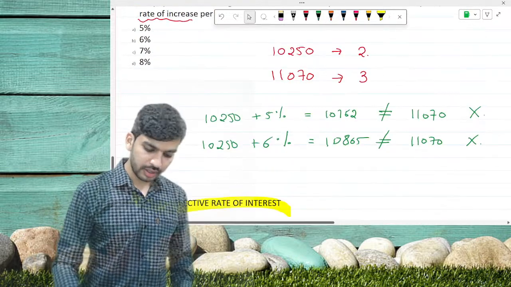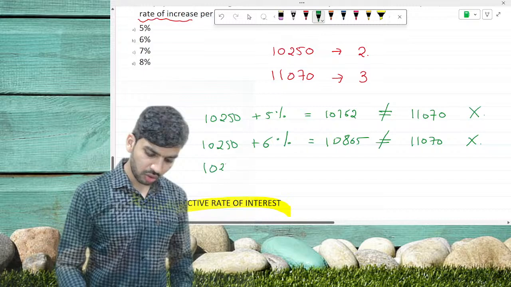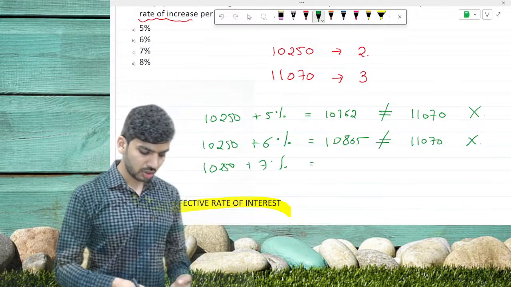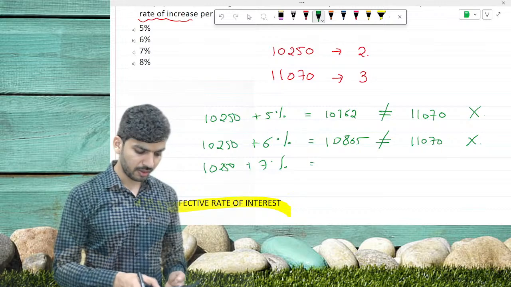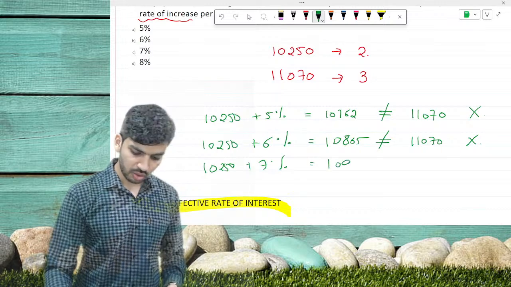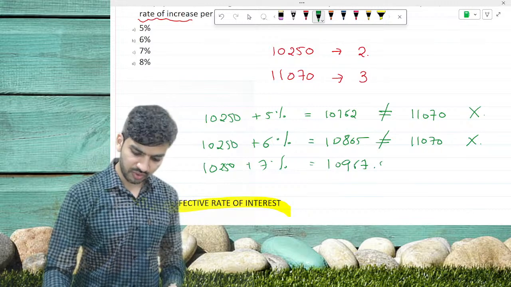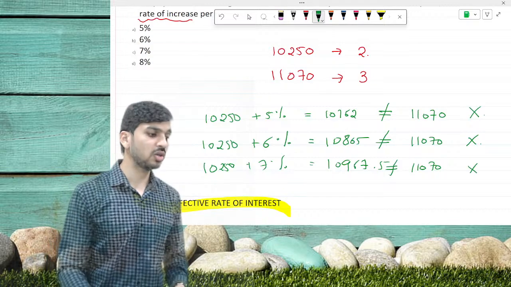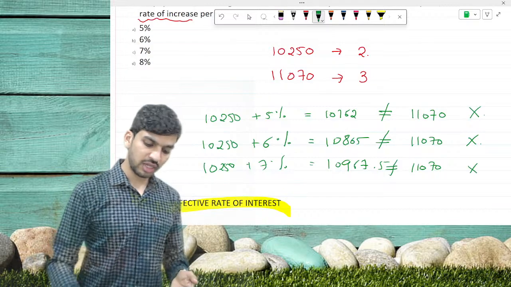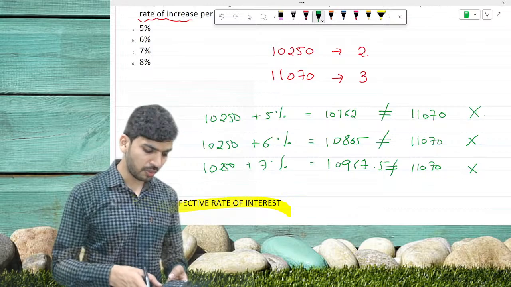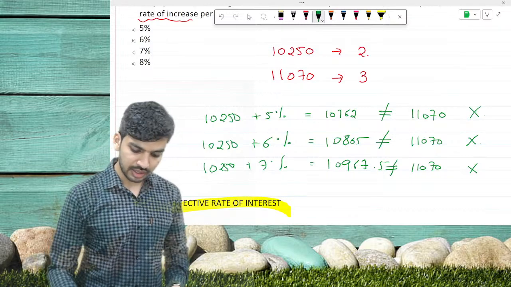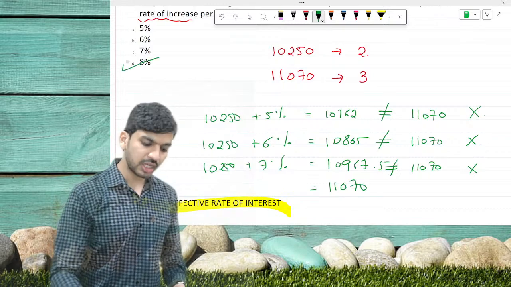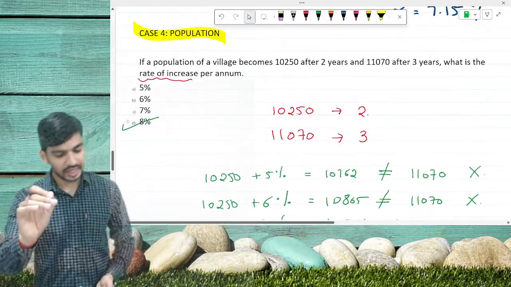Let's go for the third option, 10250 plus 7%. So 10250 plus 7% gives 10967.5, which is also not equal to 11070. It is also a wrong option. Let's check for the last option, 10250 plus 8%. It is showing exactly 11070. Option D, 8%, is your correct answer.